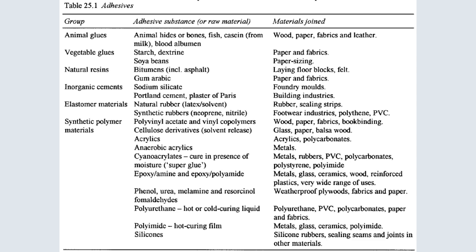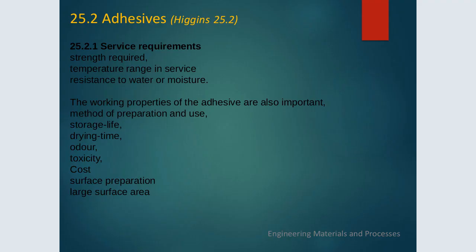And then we have the materials that can be joined. They can join metals, rubber, and PVC. PVC is a plastic. Then we have polyester, polyamide, metal, glass, and ceramics. All those are the things that can be joined.